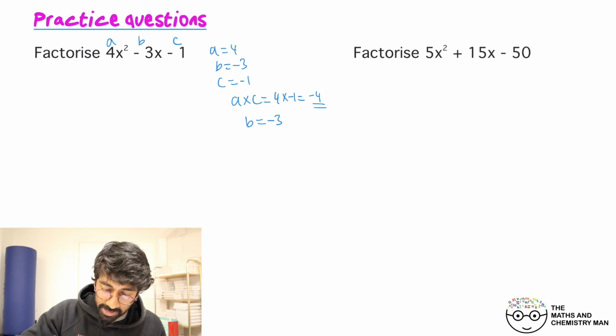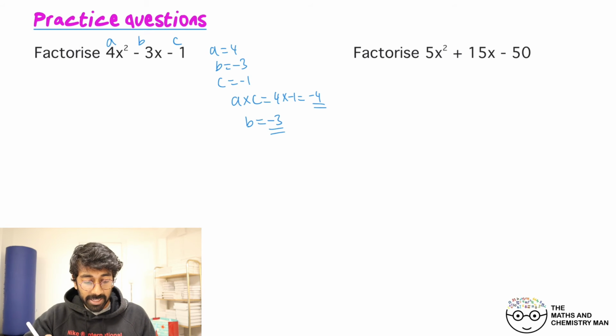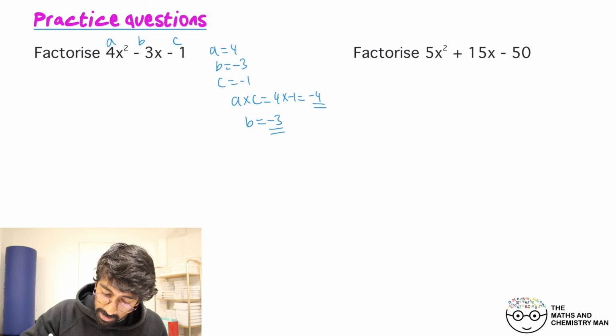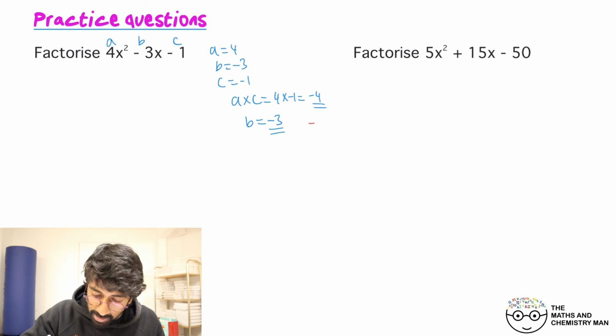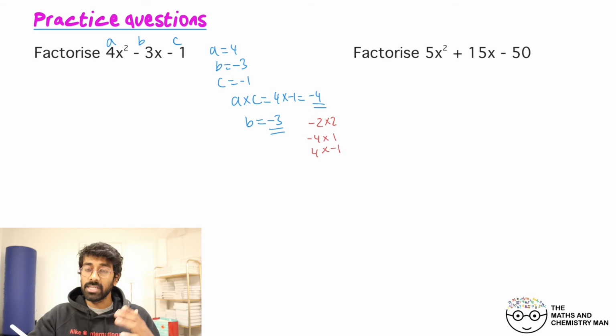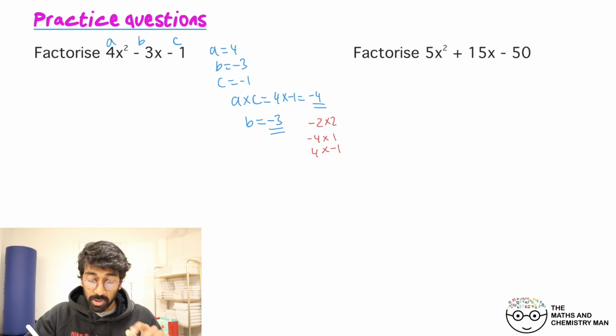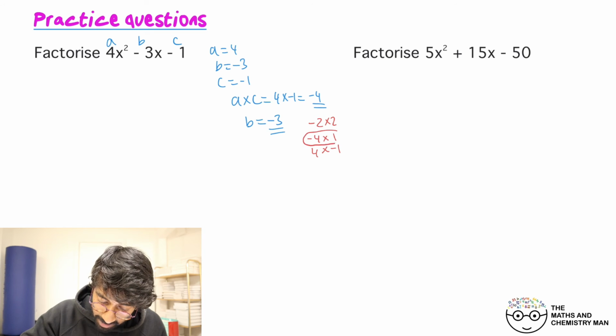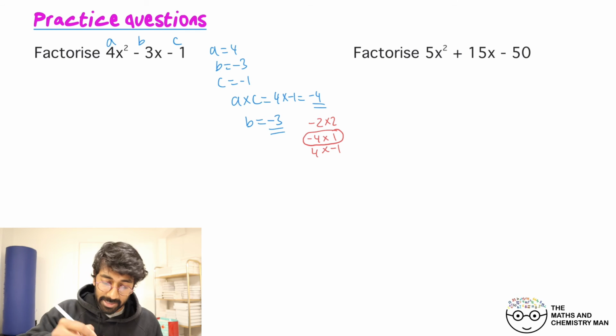Make a note of what B is. B was minus 3, so what do we look for? We've got to look for something that multiplies to minus 4, but then adds to give you minus 3, okay? So possibilities to multiply to minus 4: minus 2 times 2, minus 4 times 1, or 4 times minus 1. The one that we were looking for is going to be minus 4 and 1.